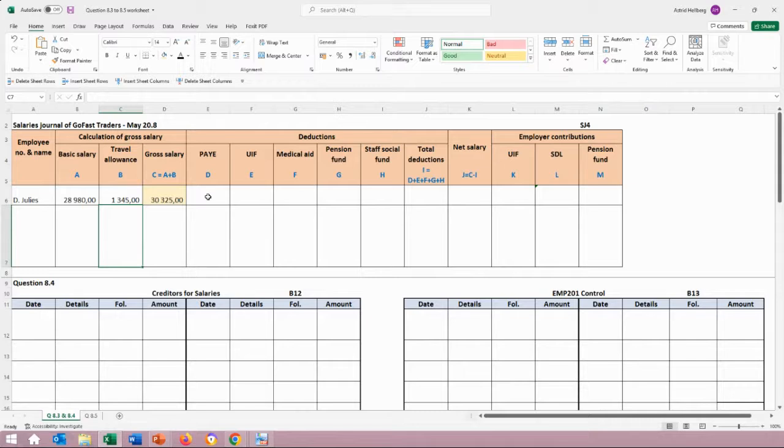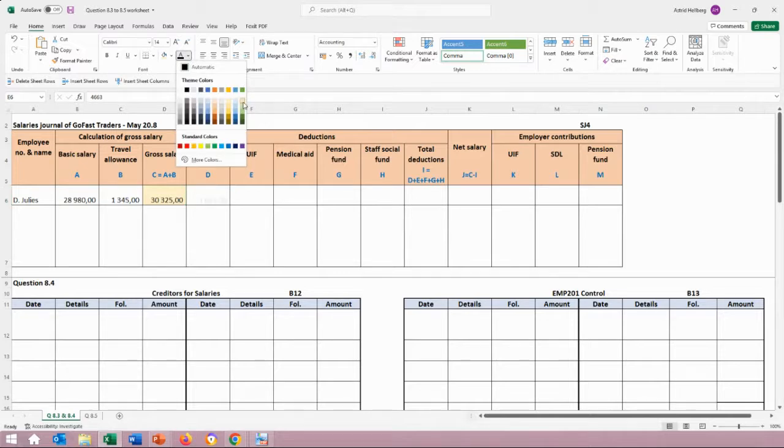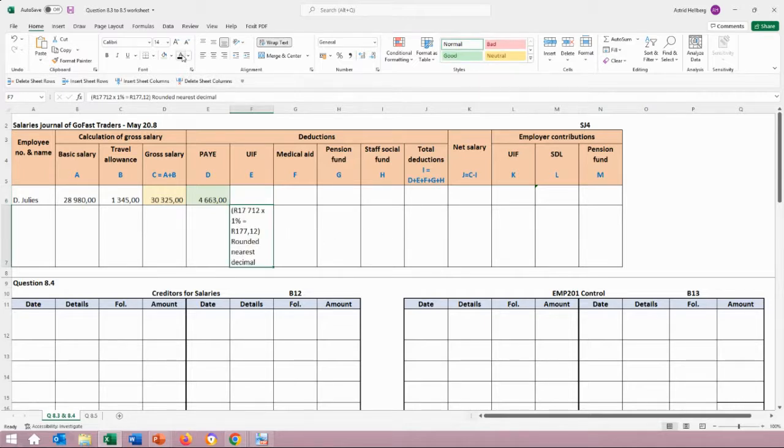Then our pay as you earn, they said our pay as you earn is 4,063. Okay, so we make this line light green. Our UIF. Now the UIF, they only gave us the UIF remuneration. So you have to go calculate the amount. So you take the UIF remuneration of 17,712 and you multiply it with the 1% to get to 177 Rand and 12 cents.